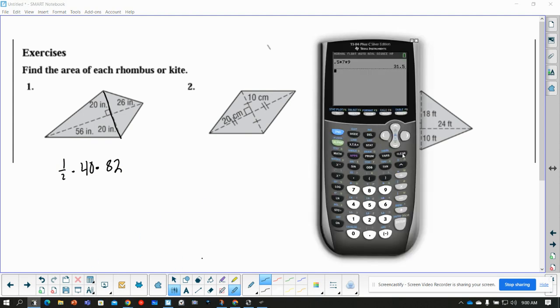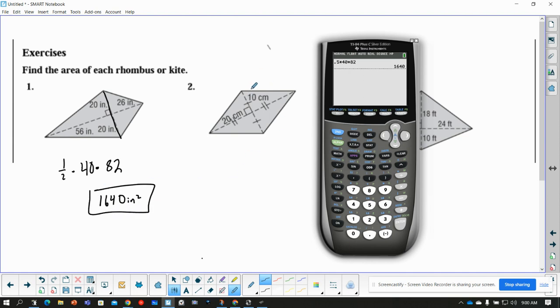Calculator here. 0.5 times diagonal 1, 40, times diagonal 2 is 1,640. So we get 1,640 inches squared for the area of this first one.